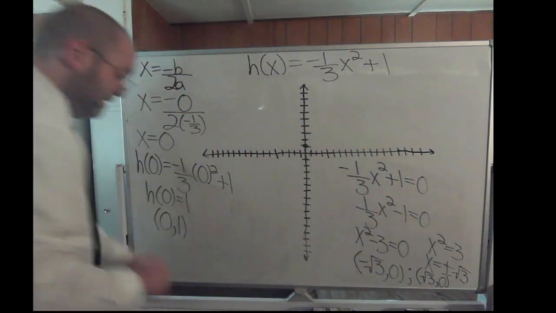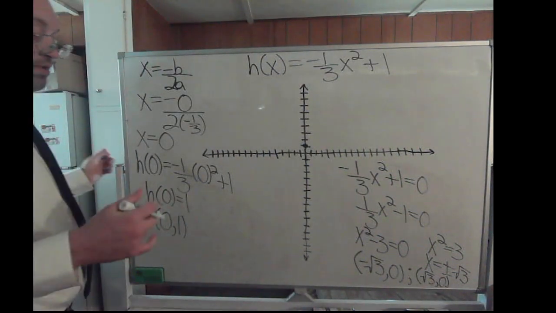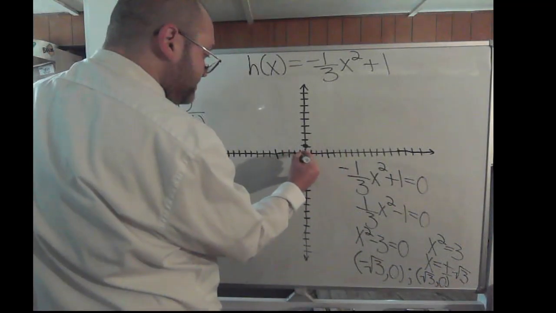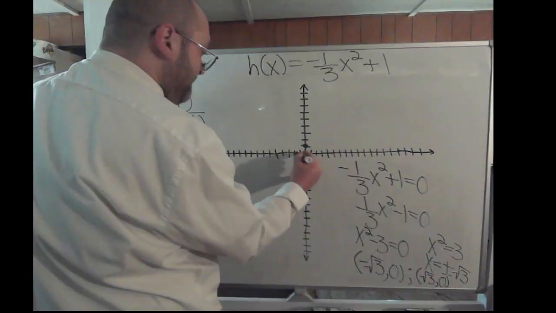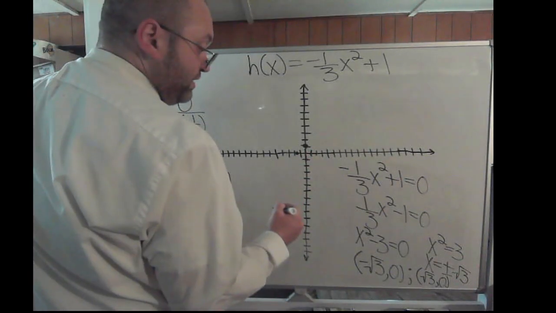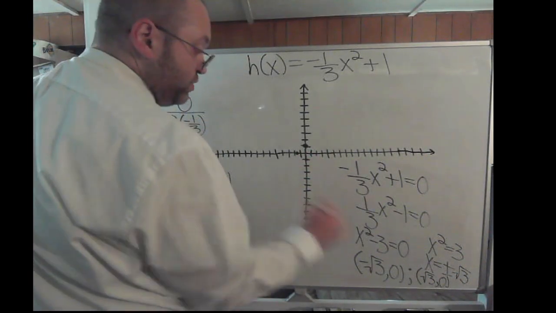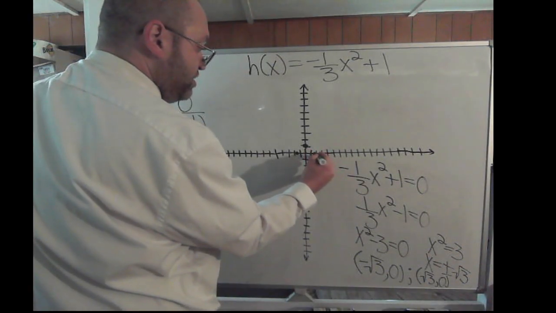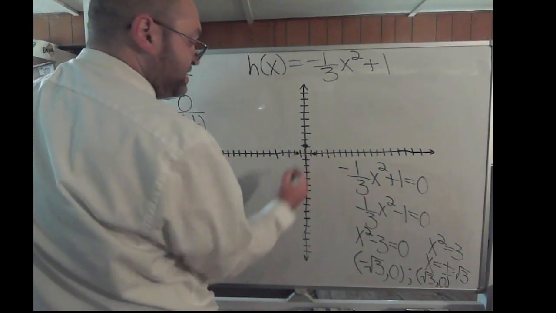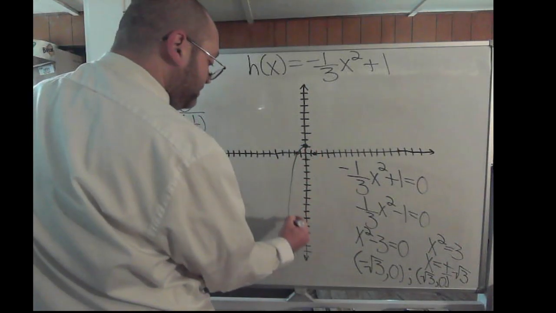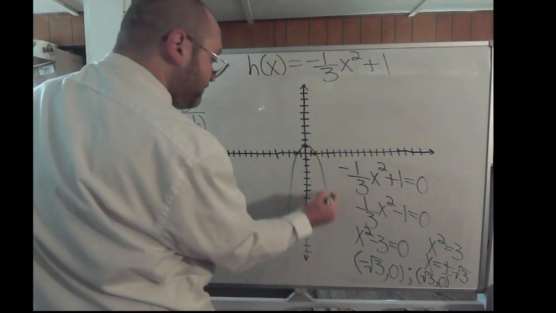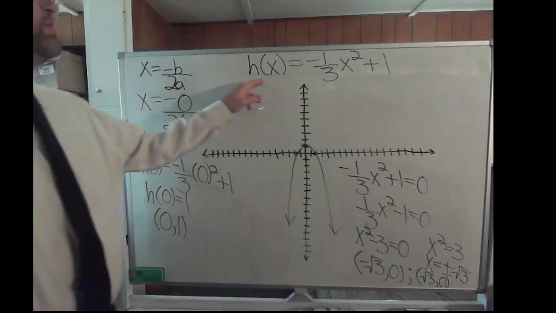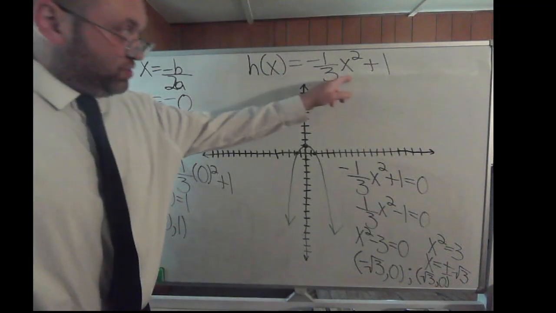Alright. Now, negative square root of 3 is a little bit smaller than negative 1, almost closer to negative 2, so that's going to go there. On the other hand, the square root of 3 positive is greater than 1, a little bit less than 2, so that's going to go about right there. So now you just connect your dots and form your parabola. And that is the graph of h of x equals negative 1/3 x squared plus 1.